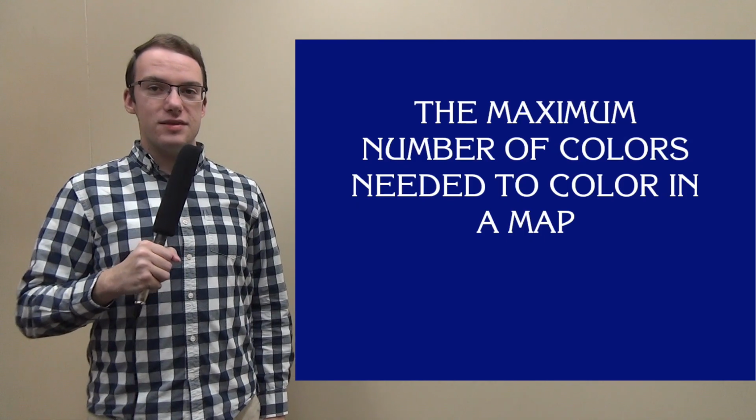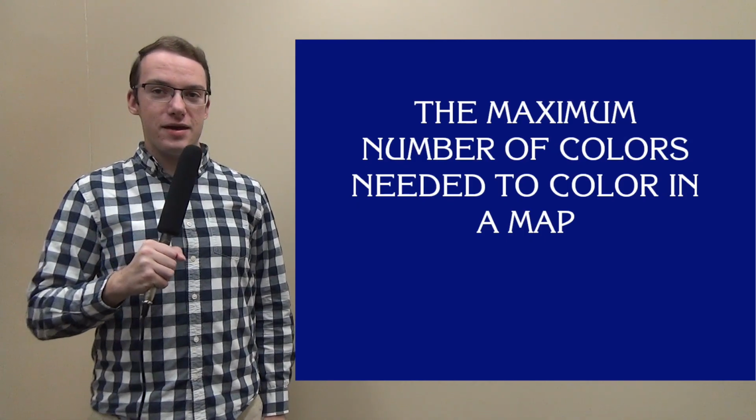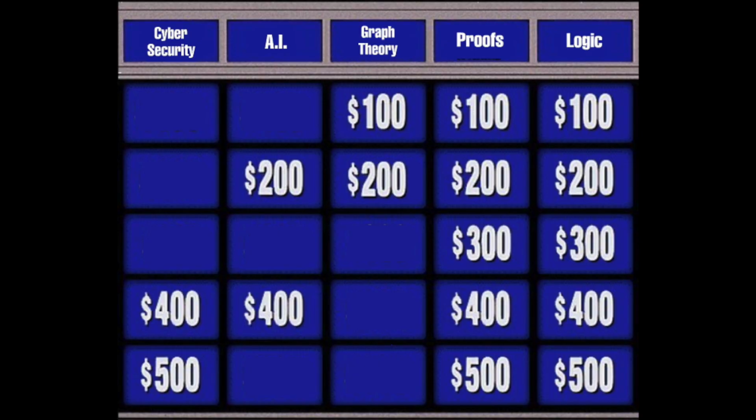I'll take graph theory for 200. The maximum number of colors needed to color in a map. What is 4? Using a map's dual graph, it has been shown that any valid map can be colored with at most 4 separate colors. So don't worry if you only have 4 crowns. All right, that is correct. Sarah, your next category? I'll take AI for 300.